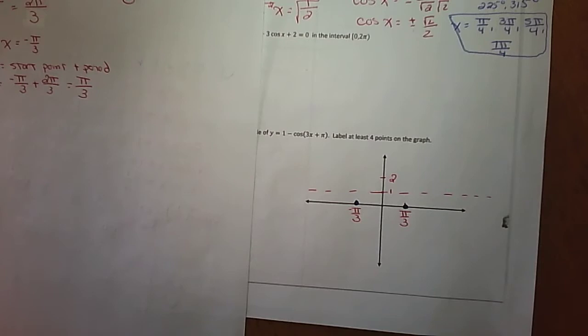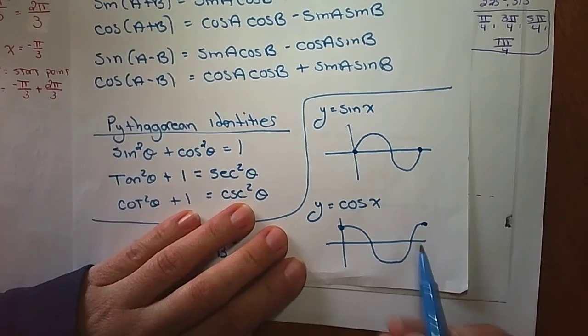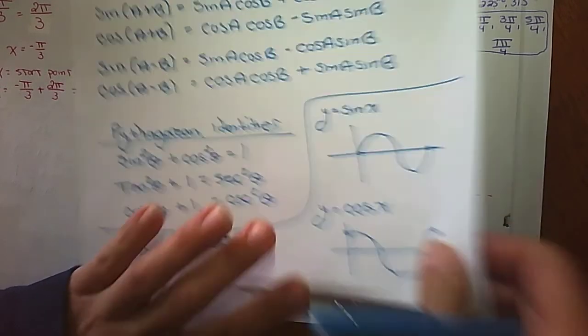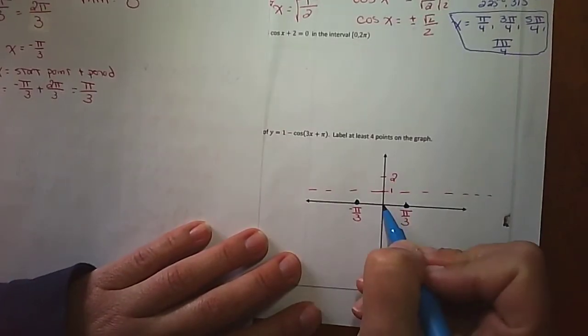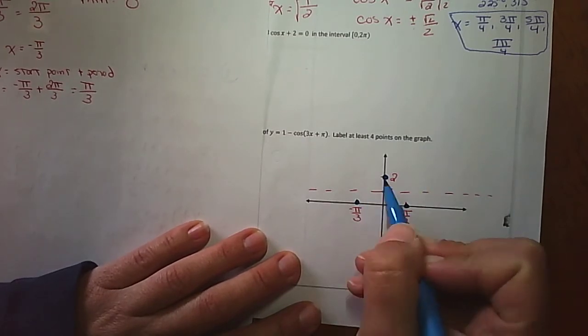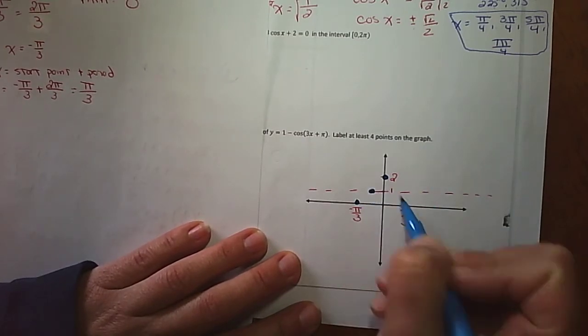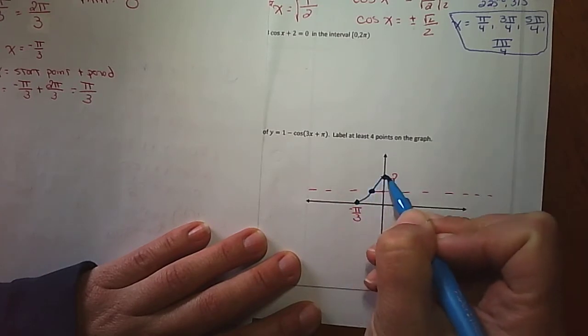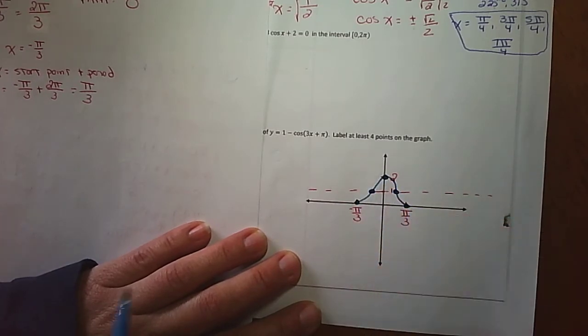in the middle. So if you look at the basic cosine graph, it starts up high, it ends up high, and halfway between those two points, we're at the low, or in this situation, we'd be at the high point. So right above 0, we're going to be up at 2. And then halfway between these two, we have to hit the midline. So there is my graph.